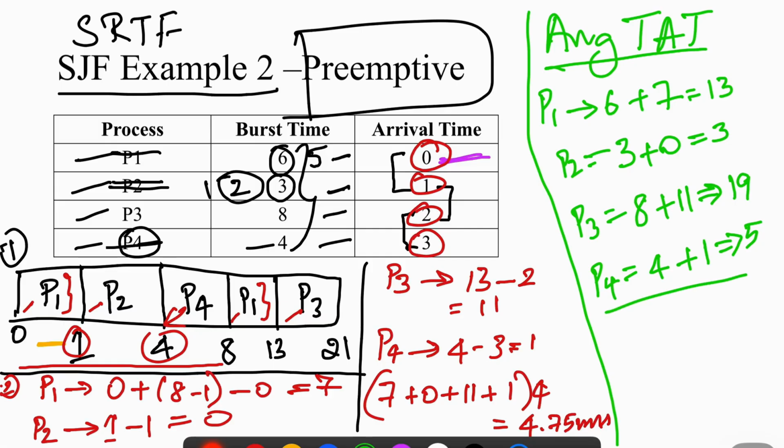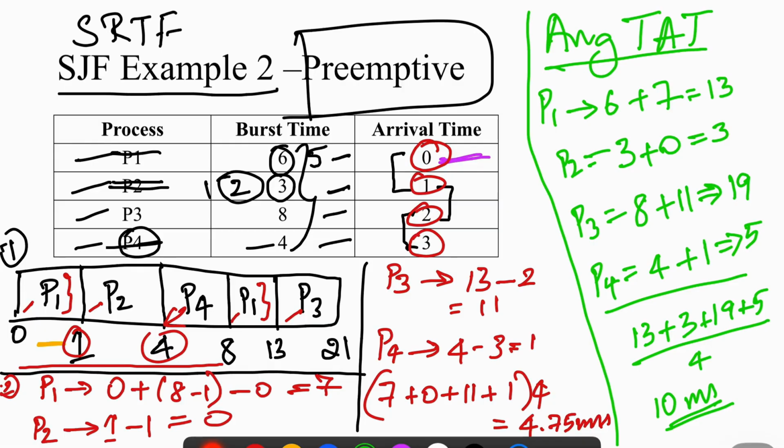And at the end, we have to do the totaling: 13 plus 3 plus 19 plus 5 divided by 4. We got 40 divided by 4. That is 10 milliseconds as the average turnaround time of this particular problem.